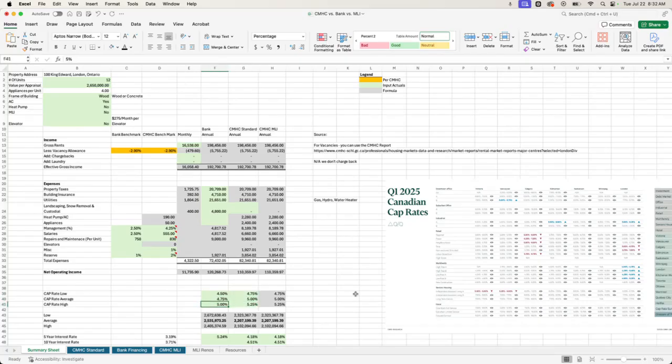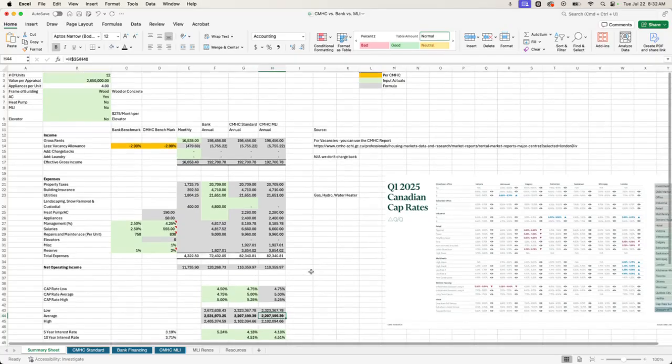So this means based on bank financing, on the higher end, the bank would value it at close to about 2.7 million, or 2.672, which is higher than our appraisal value. And then on the low end, they'd be about 2.4. CMHC standard is 2.3, with the low value being 2.1, and that's the same across the two of them.